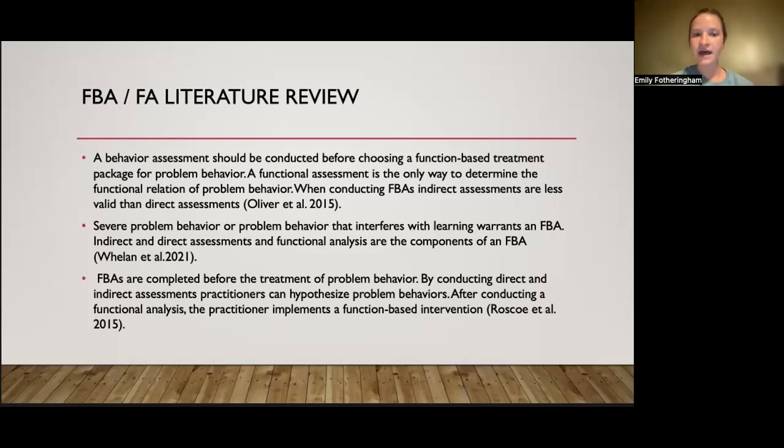I'd also like to note that each of these studies noted that an FBA and an FA are often not conducted in practice for reasons like lack of training, lack of reinforcement from prior FBA processes, so maybe the treatment plan didn't work out, or lack of perceived social importance. The Whalen article noted that some behavior analysts might not feel the need to conduct an FBA or an FA to truly know the function of a target behavior.